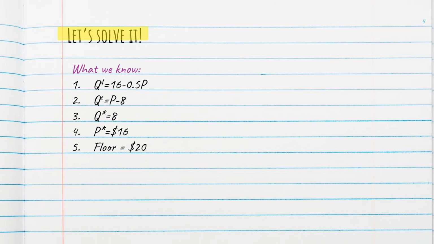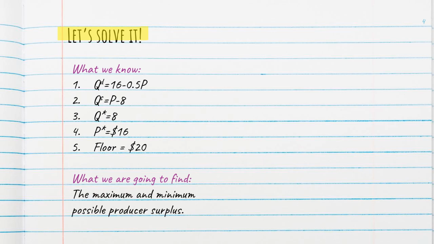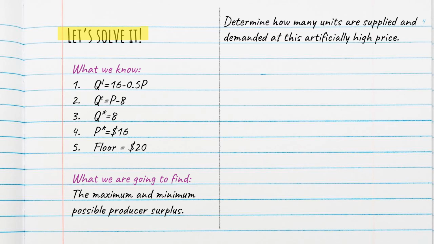Let's solve this question. So we know a lot of things. We know the demand curve, the supply curve, the equilibrium price and quantity in the absence of any government intervention, as well as the size of the price floor, $20. We are trying to find the maximum and minimum possible producer surplus when this price floor is in place. The first thing that we need to do is figure out how many units are supplied and how many units are demanded at this artificially high price.